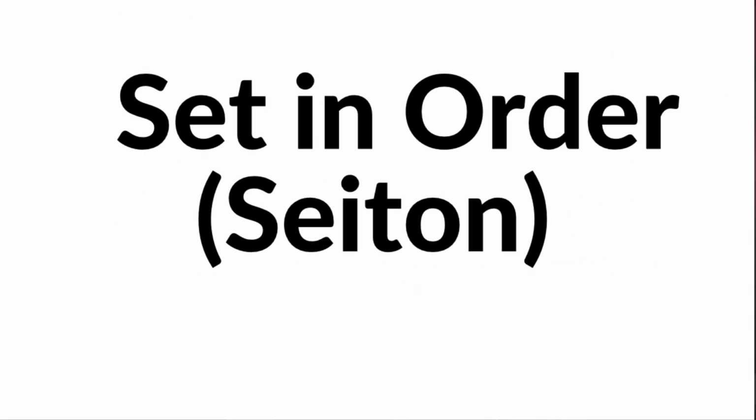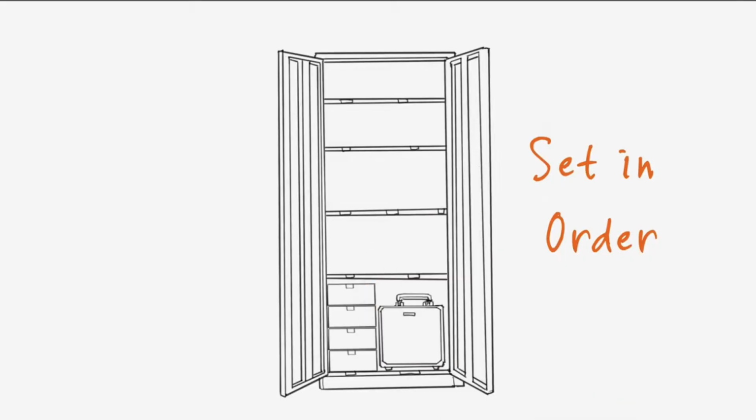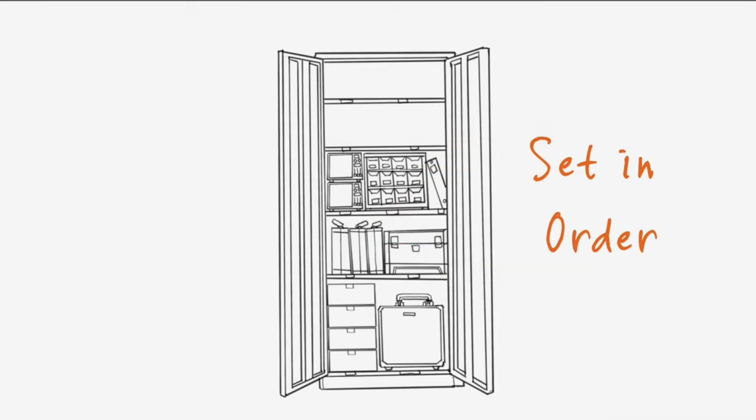The second S in 5S is set in order. The Japanese word for set in order is seiton. After you declutter everything from the first S, you want to make sure that you go in and start organizing everything in an organized way, meaning that the remaining items that you have left, you put in an orderly and efficient manner.